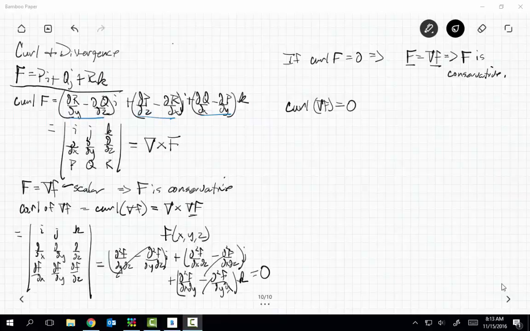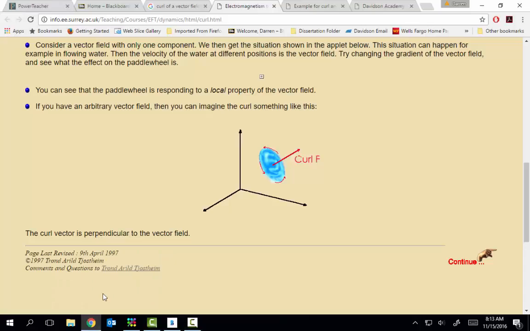Now let's talk about what curl really is in the physics domain. Because mathematically speaking, it's just an operator. It's like addition, subtraction, multiplication, division on a vector. But I've got a couple of cool photos here that I want to show you. Curl is exactly the tendency of something to curl in a vector field. In other words, is a vector field making something curl?